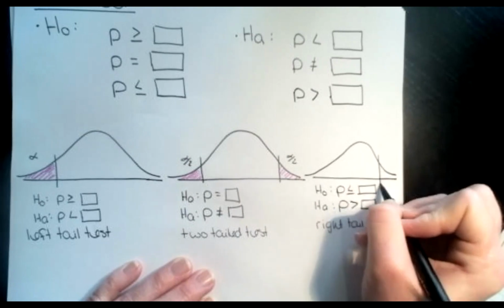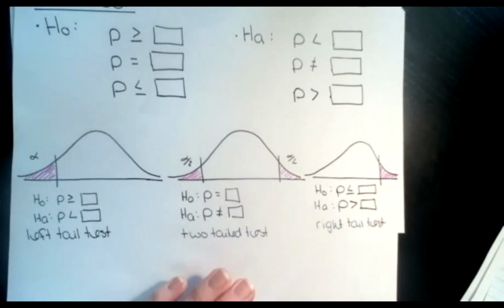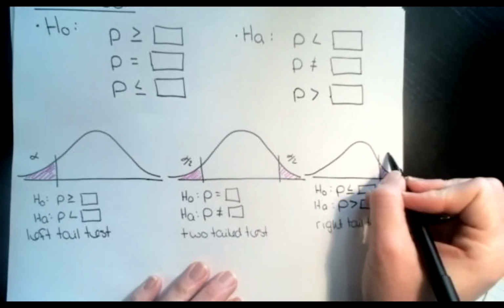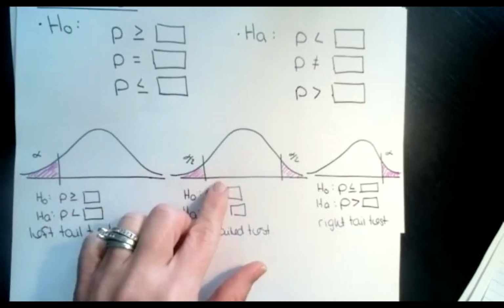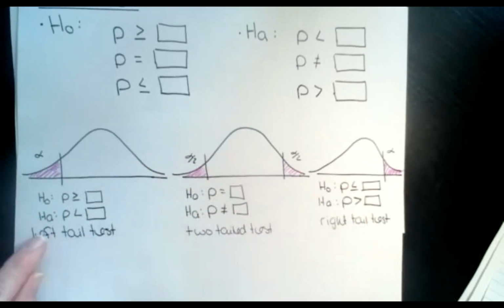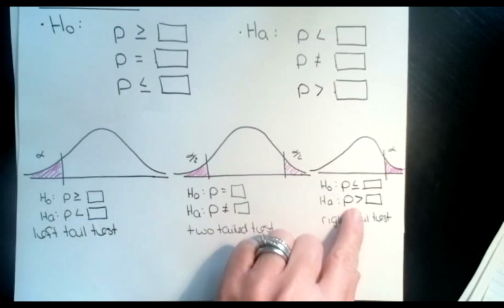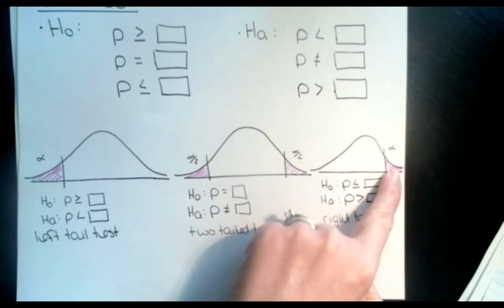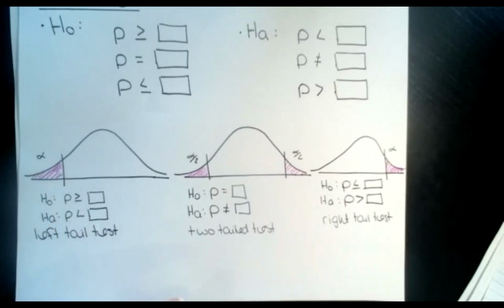And I'm looking over here to the right, and I have this area in the right. And so what we're doing is we're comparing this to our alpha, whatever alpha may be in our situation. So this just gives you a little visual based on my HA and my null, which is based on my HA. So you could just say it's all based on the HA. HA is greater than, right-tailed; not equal, two-tailed; less than, left-tailed, okay?